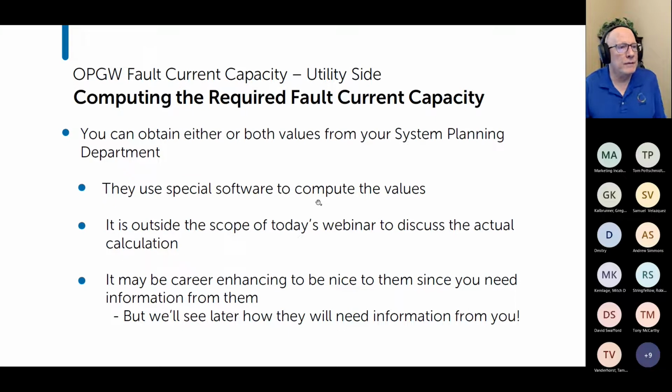So where do you actually get those values from? Well, you get them from the system planning department. They use special software to compute the values. It is not within the scope of today's webinar to actually discuss the calculation itself. Let's take that as a given for today, that they can calculate that. And I'll just comment that we're going to see that the system planning department is really important throughout this presentation. You're going to need information from them. So it may be career enhancing for you to be nice to them. We will see later, though, that they're going to need some information from you.